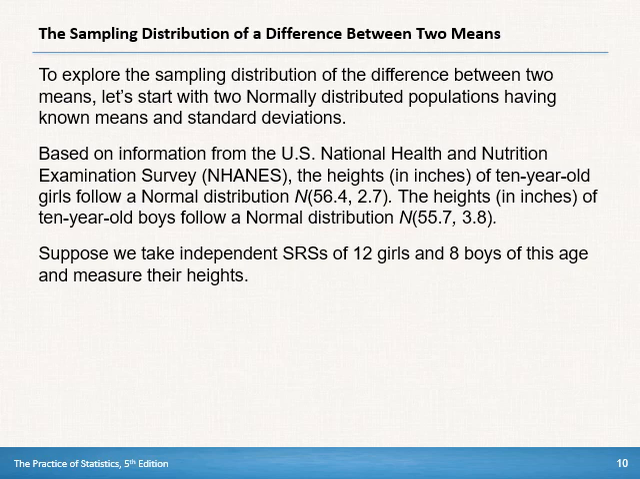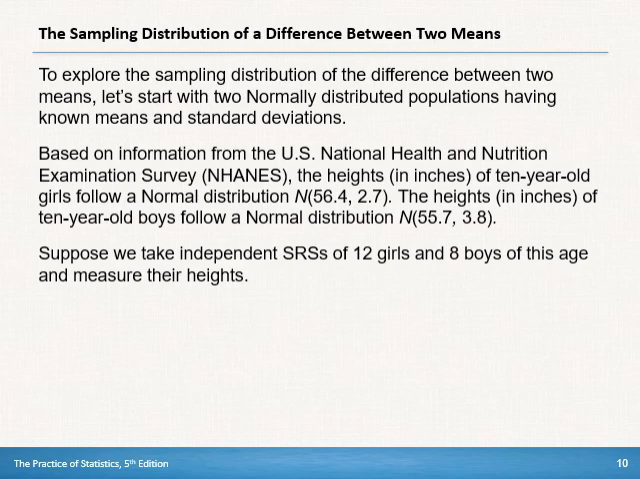So based on the information from the U.S. National Health and Nutrition Examination Survey, the heights in inches of 10-year-old girls follow a normal distribution with a mean of 56.4 inches and a standard deviation of 2.7. The heights in inches of 10-year-old boys follow a normal distribution. Its mean is 55.7 and a standard deviation of 3.8. So girls are a little bit taller than boys, and their heights vary a little less than boys. So boys, they vary a lot more in their heights than the girls do.